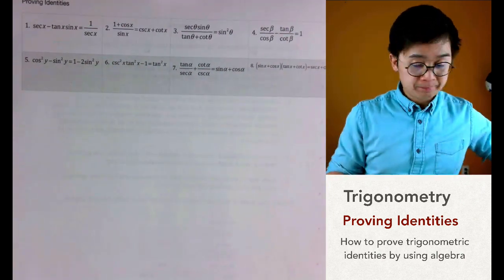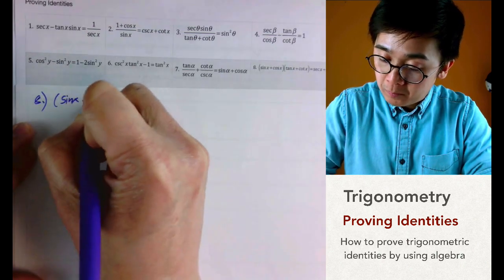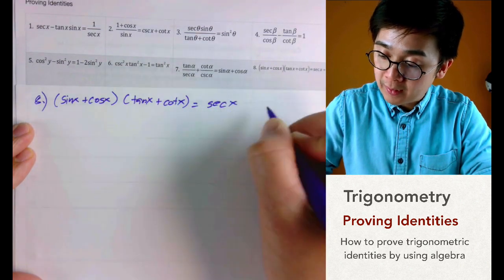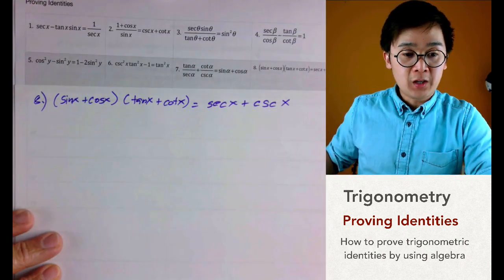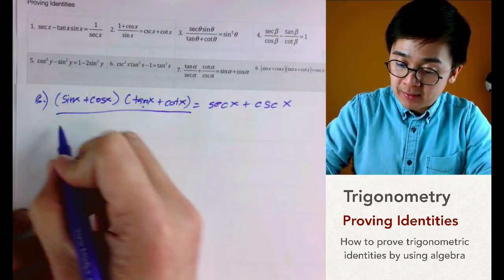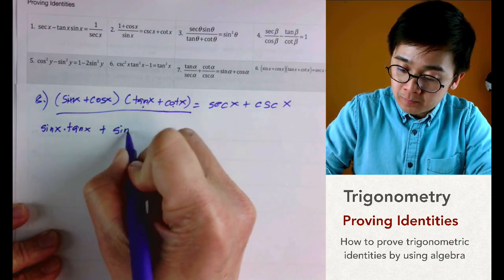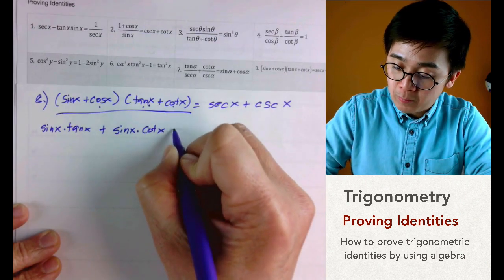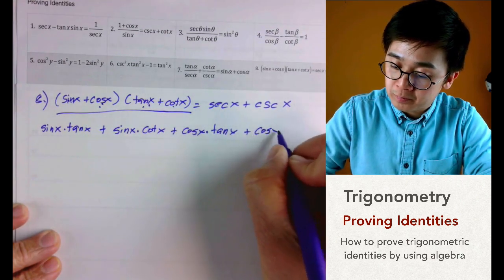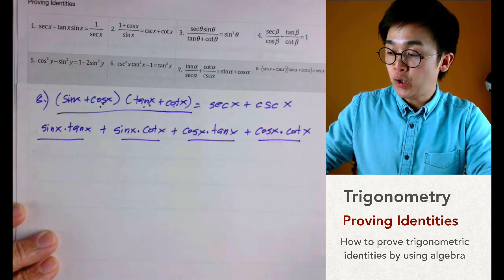And for the last problem, number 8, we'll have sine x plus cosine x times tan x plus cotangent x equal to secant x plus cosecant x. So in this identity, I'm going to FOIL this out. So I'll have sine times tan plus this plus the product of those two plus the product of this two. And now we have 1, 2, 3, 4 terms.